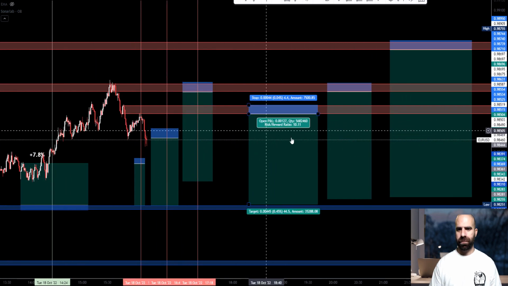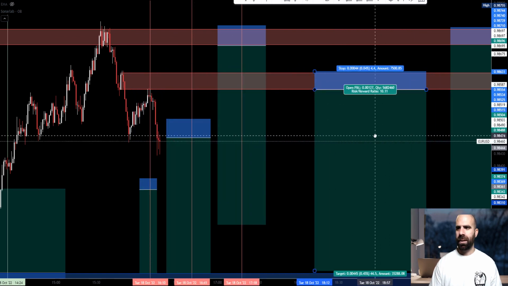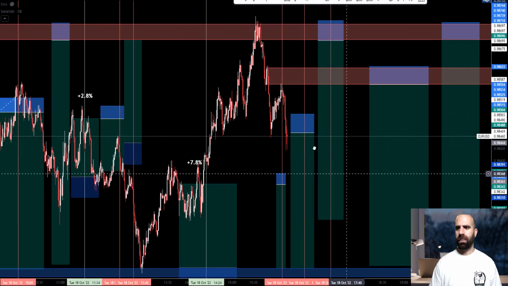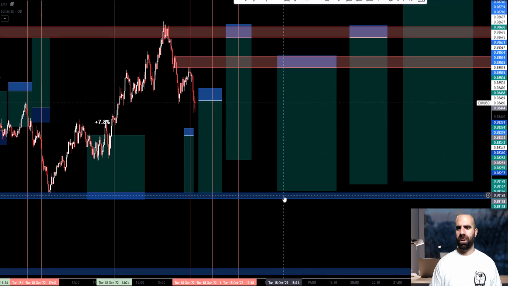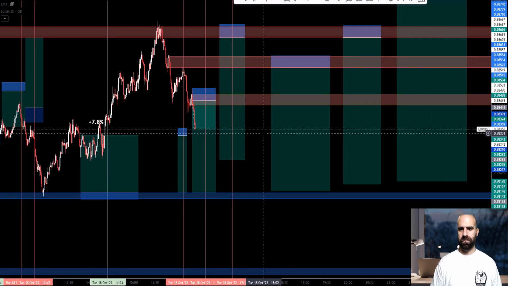Okay, you can see. Let me zoom in. We are into the trade. We are gonna be targeting probably a newly formed order block, otherwise probably down there. Let's see how this plays out.